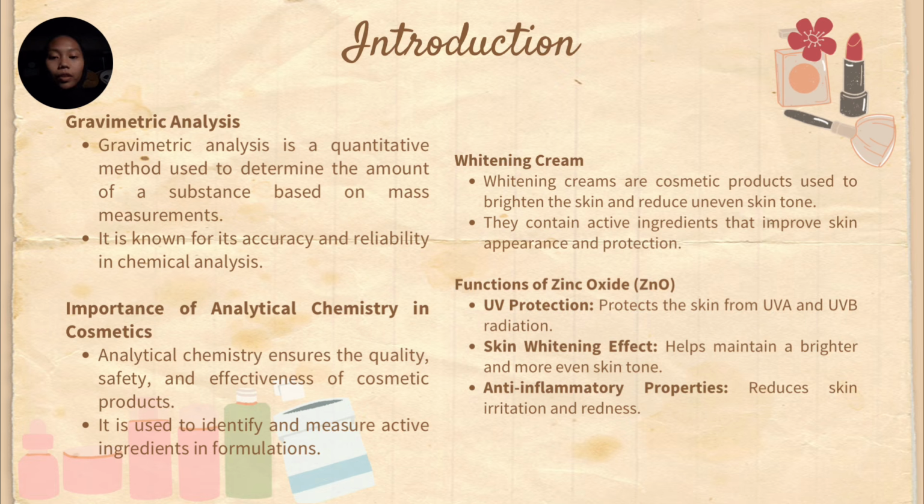In this experiment, gravimetric analysis is used to determine the amount of zinc oxide present in whitening cream. The zinc is converted into a stable compound that can be separated, dried, and weighed. From the measured mass, the amount of zinc oxide in the sample can be calculated accurately. This method is simple, reliable, and widely used for quality control to ensure that cosmetic products meet standards.